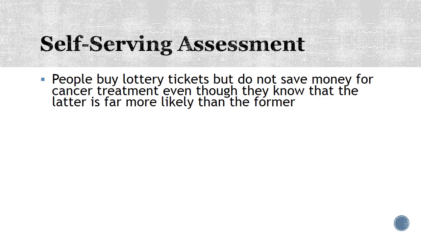In addition to that, people undergo what's called self-serving assessment. So, for example, people do buy lottery tickets, right? You ask a whole room of people, how many ever bought a lottery ticket? Almost everyone's hand goes up. But if you ask, how many of you have put away even $1, right, for cancer treatment for yourself in the future? Nobody's hand goes up. Nobody's put away even $1 for cancer treatments, even though they know that they are far more likely to get cancer than they are to win the lottery.